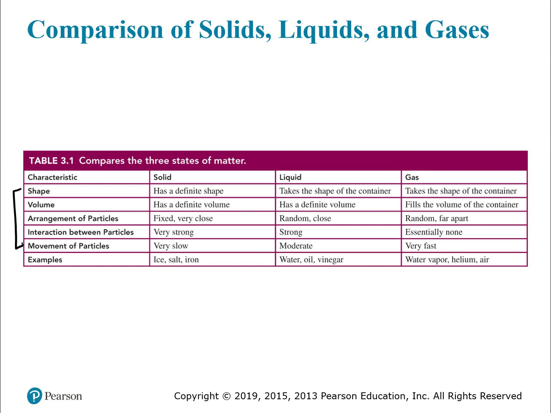So, we're in college. I'm not going to sit here and read this table to you because I know you can read. You will need to know the characteristics for solids, liquids, and gases in each of these categories: shape, volume, arrangement of particles, interaction between particles, and movement of particles. Be able to answer multiple choice questions about these things. Does everybody understand what they are responsible for with solids, liquids, and gases?